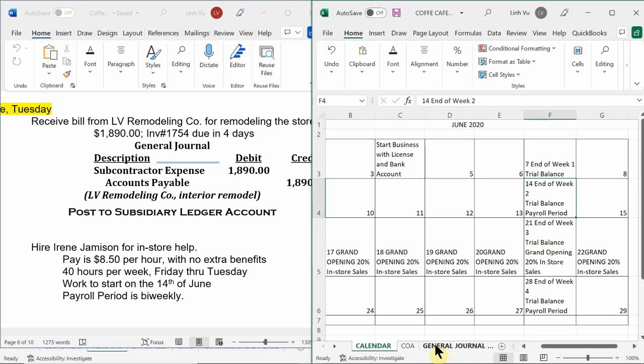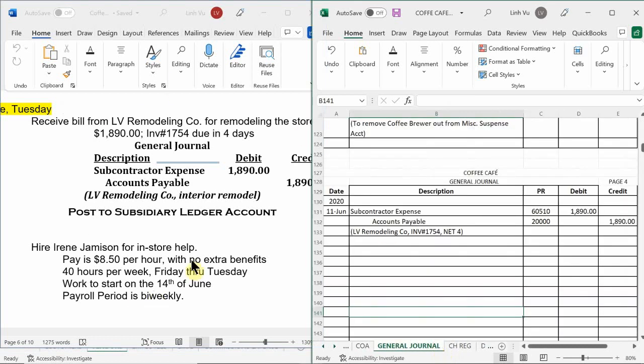All right. So, what do I do with Irene? What do I do with this transaction here?